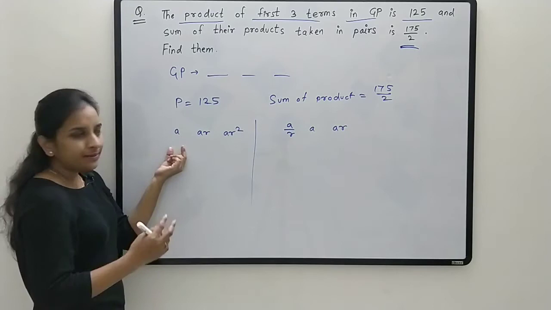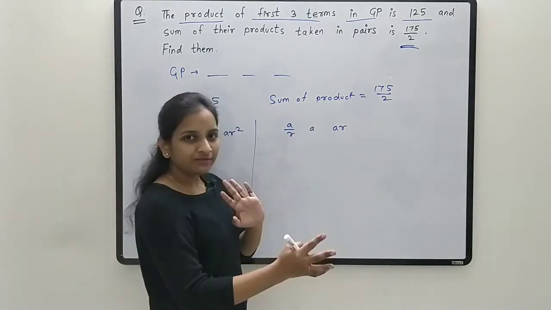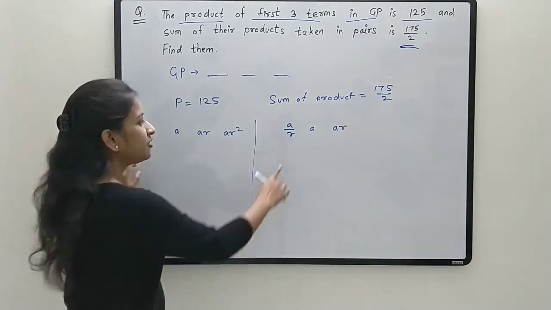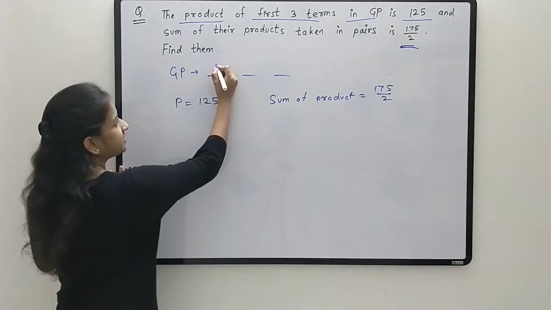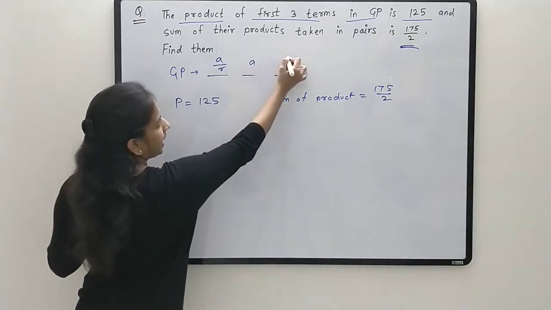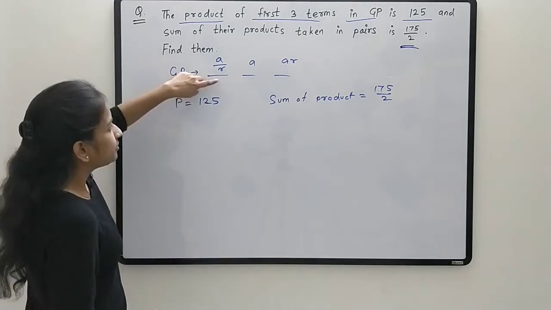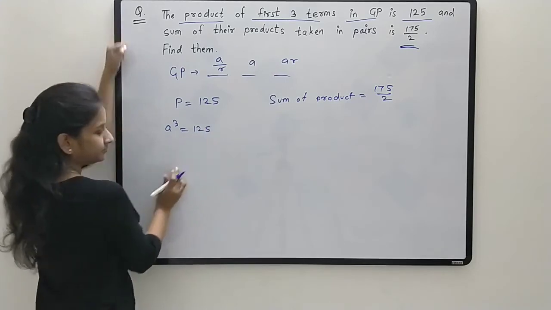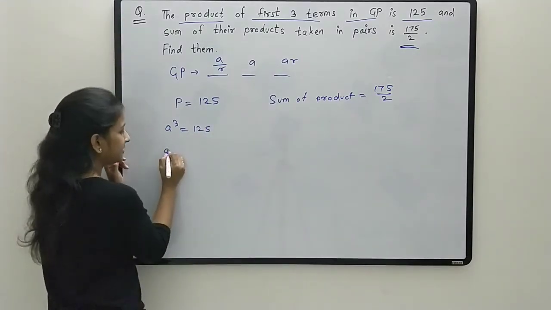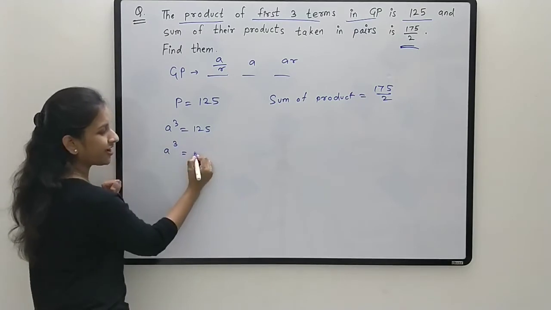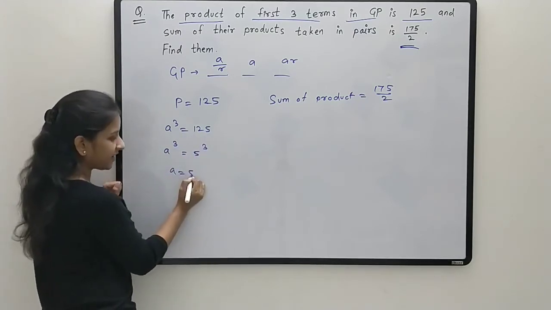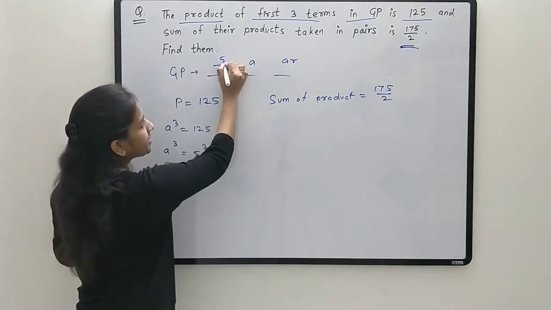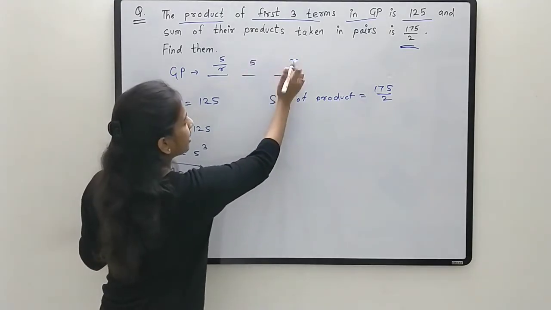Otherwise you will get 2 variables here, and again 2 variables here. By solving it, you will get A and R. But it is advisable to use these terms, so let's go with these terms. So the 3 terms of the GP series are A by R, A and AR. Now the product of the 3 terms: R and R get cancelled. A cube is equal to 125. Now we can find the value of A easily. A cube is equal to 5 cube. So what is the value of A? 5. Right? So we got the A value. So we can write the GP series as 5 by R, 5 and 5R.